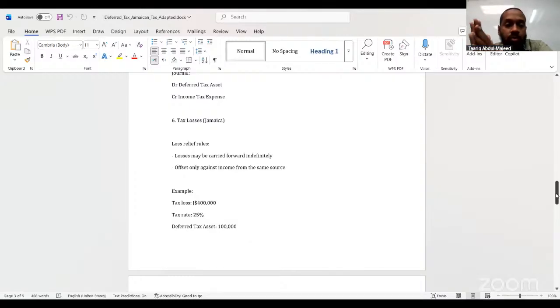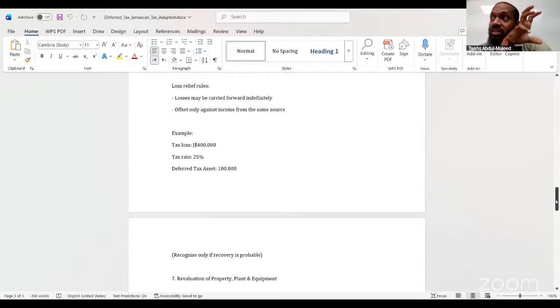So now, example: tax loss 400,000. Again, the tax loss is not recognized by the tax authority, so 400,000 versus 0. There's a difference of 400,000. So you end up with a DT asset of 25% of the 400,000, which is 100,000. Although that line of 0 is not there, I want us to see the 0 line, because the 0 line just means that the tax authority does not recognize it, right? So that's why in your books you have 400,000, but according to the taxman it is 0, so the difference is 400,000.